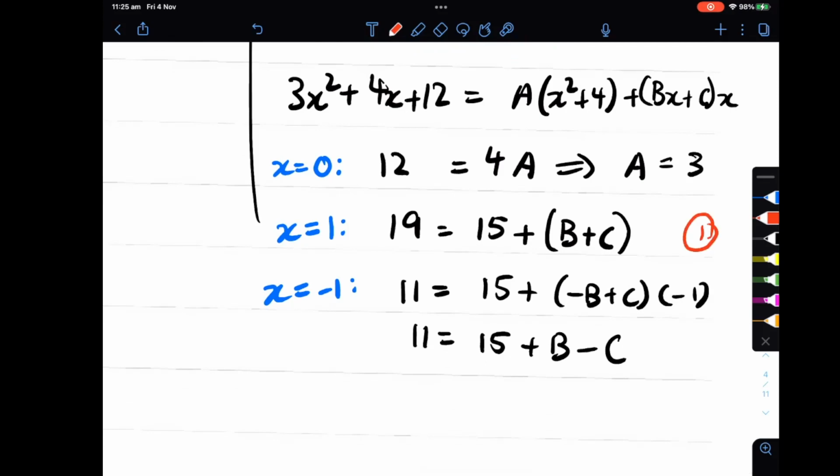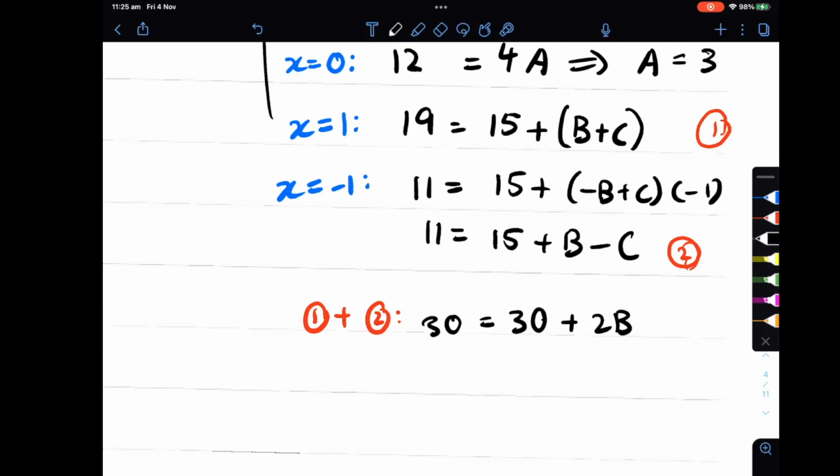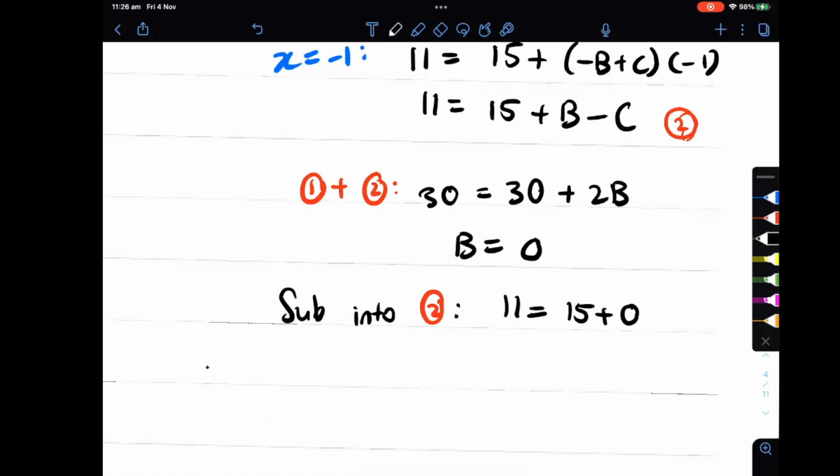Yeah, so we can call this equation 1 and equation 2. If we want to solve, perhaps let's add them. We get 30 is equal to 30 plus 2b. So actually b is equal to 0. Alright, sub into 2. So we get 11 is equal to 15 plus 0 minus c, and so c is equal to 4.